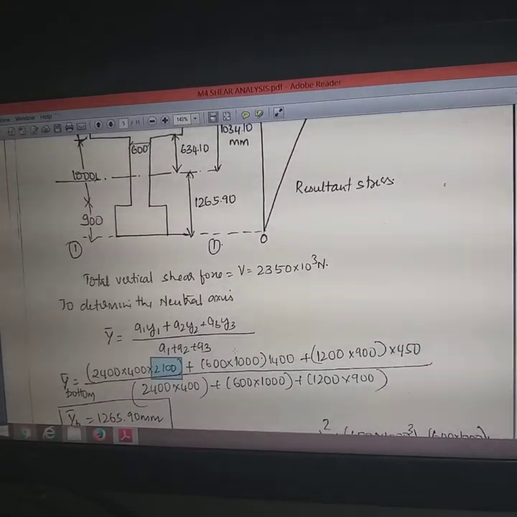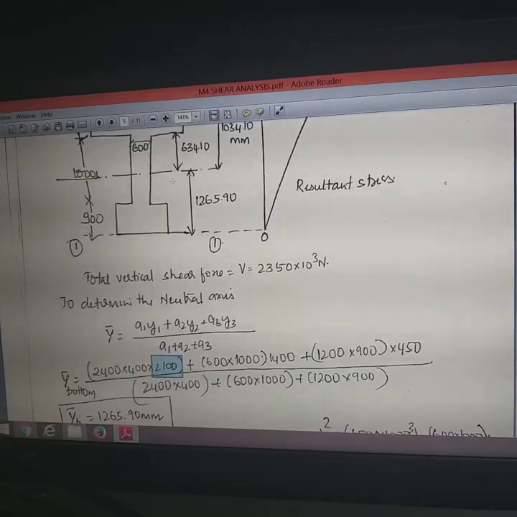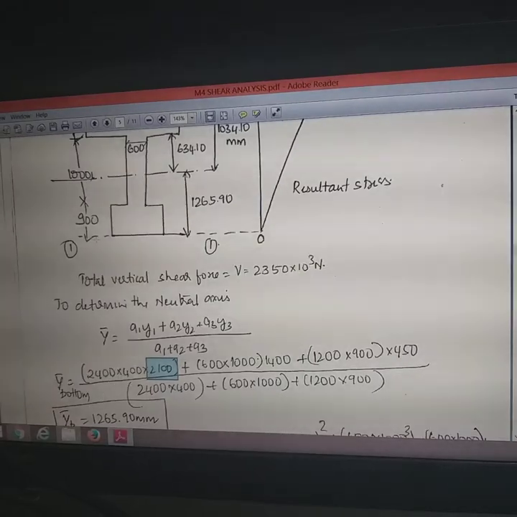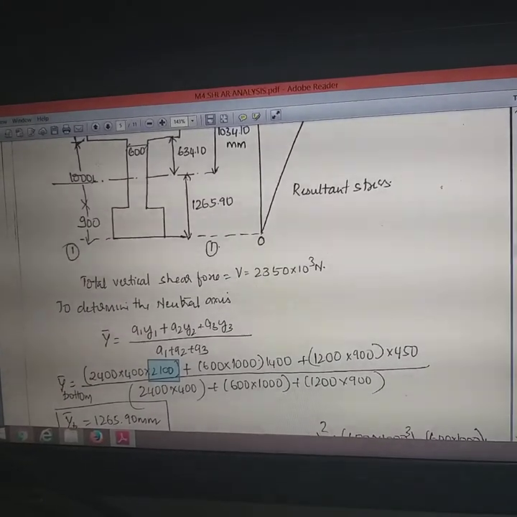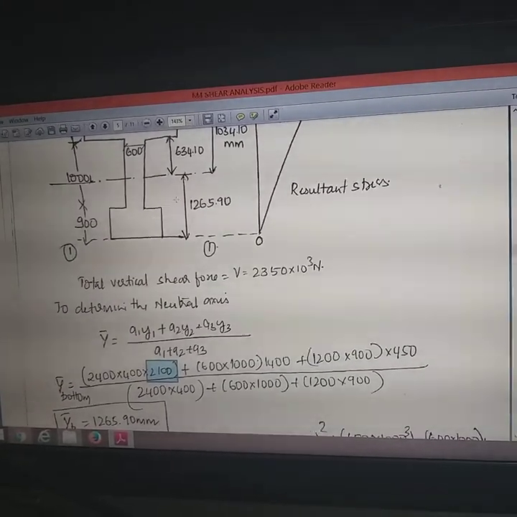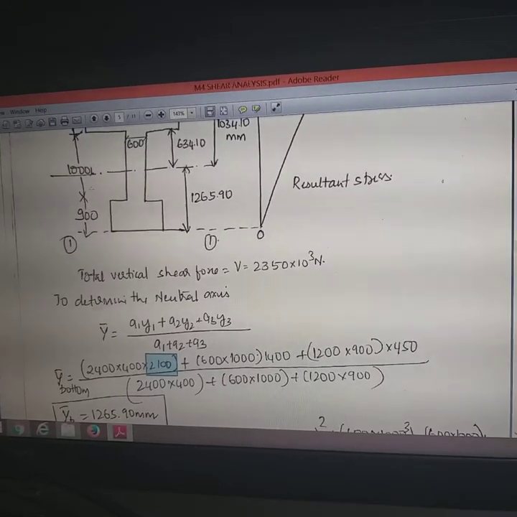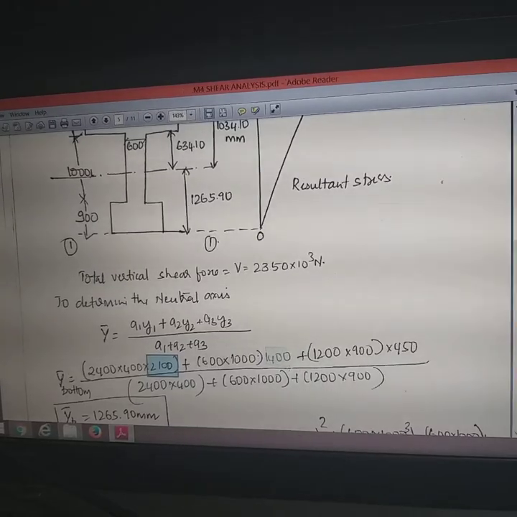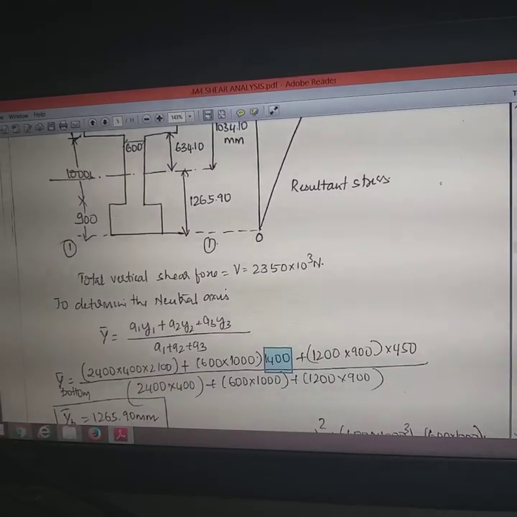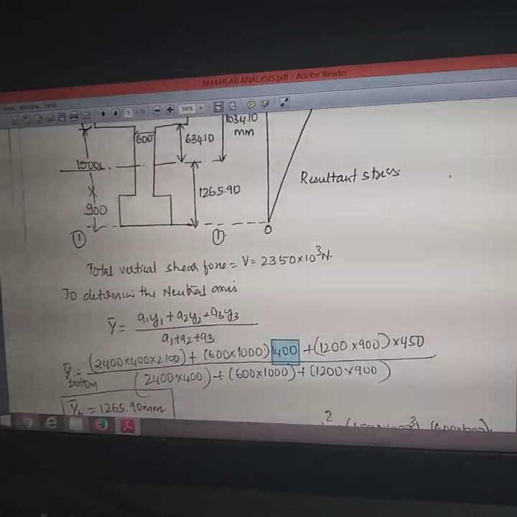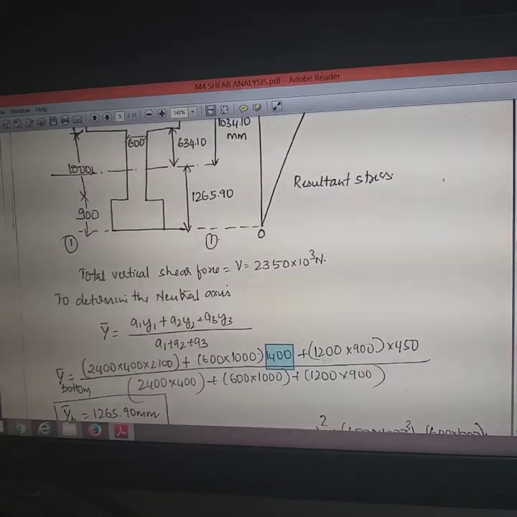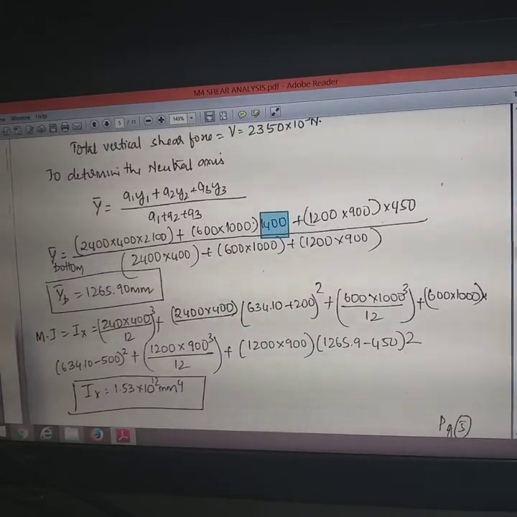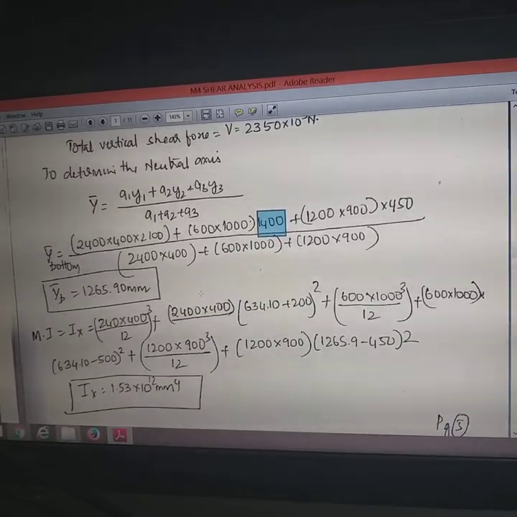Next, coming to the web portion, the width of the web is 600, the depth of the web is 400, and here we again start from the bottom: 900 plus 1000 divided by 2. 1000 divided by 2 is 500, and 500 plus 900 will give you 1400. Next we come to the last, the bottom flange. The area of this bottom flange is 900 into 1200, and 900 divided by 2 is the centroid. So we get the centroid with respect to the 1-1 axis.